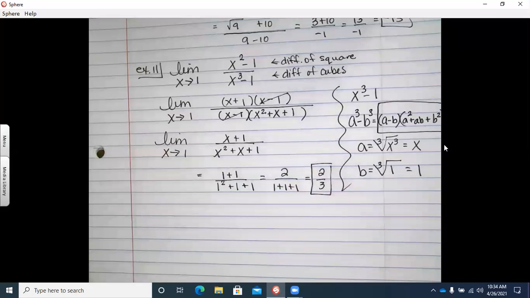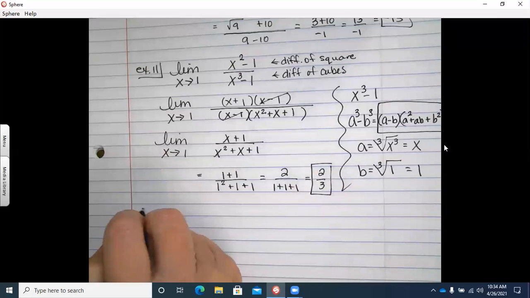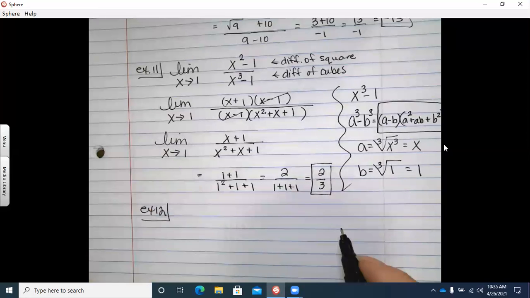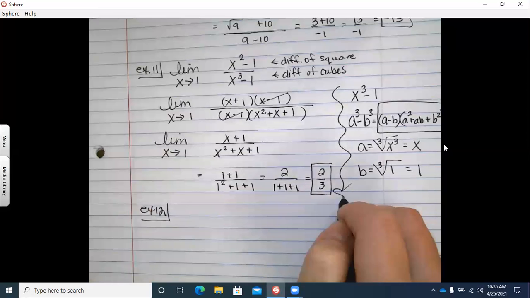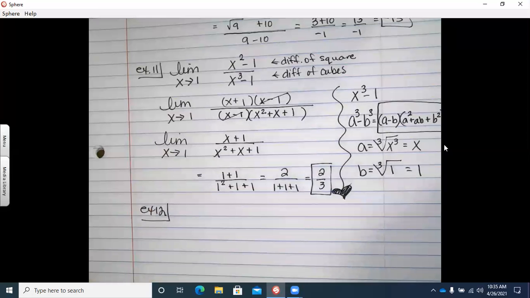All right, example 12. Last example. If you've been absent for any of the notes on limits, I would go watch the video before trying to do the assignment, because there are so many different types of problems. Okay, so this is going to be the 3rd video. We posted the 2nd video Friday and the 1st video Thursday. So if you were absent Thursday or Friday, make sure you watch those before trying to do the assignment.